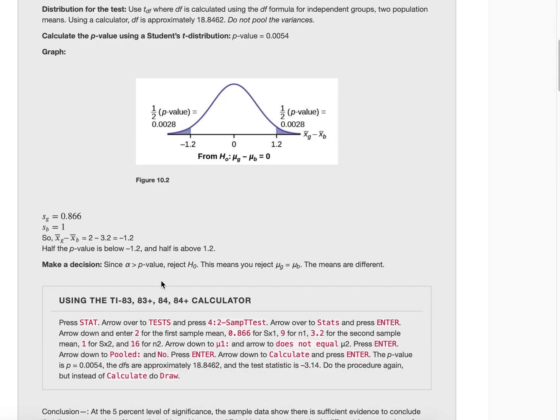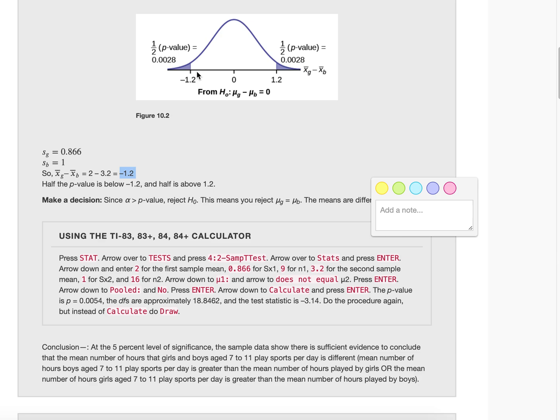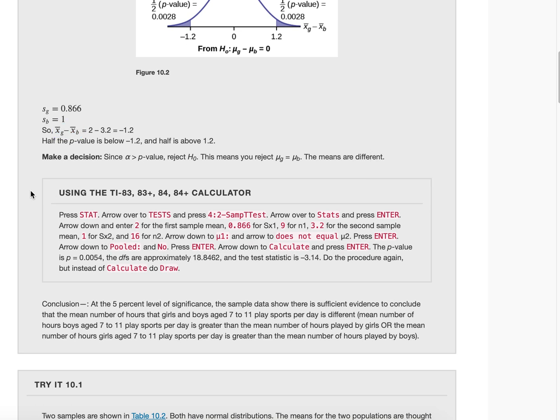So as I start digging into this, I'm going to start labeling things, and I'm going to have my sample standard deviation for girls, my sample standard deviation for boys. I'm going to subtract my means to get negative 1.2, and half of my p-value is below negative 1.2 and half is above. So that's where these critical values are coming from, taking that difference between the means. Then I'm going to use technology. You don't have to use a TI calculator at all. That's not required. You can do the calculation by hand, or you could use StatCrunch or another online calculator.